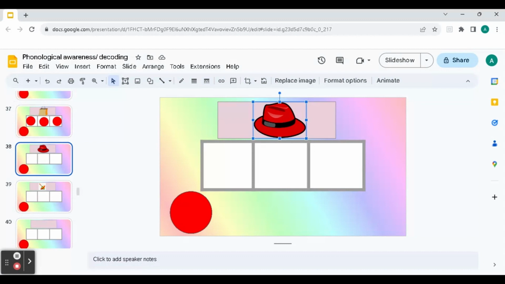If I needed the students to substitute a sound in a word, I would say something like, say the word man. Now change the m to a k. What's my new word? Can. Say the word hat. Change the h to an m. What would my word be? The word mat.